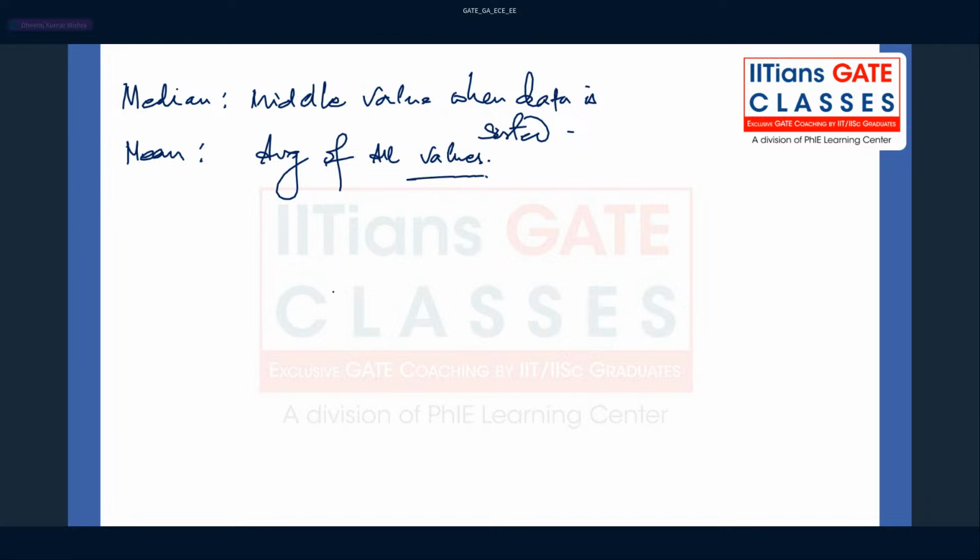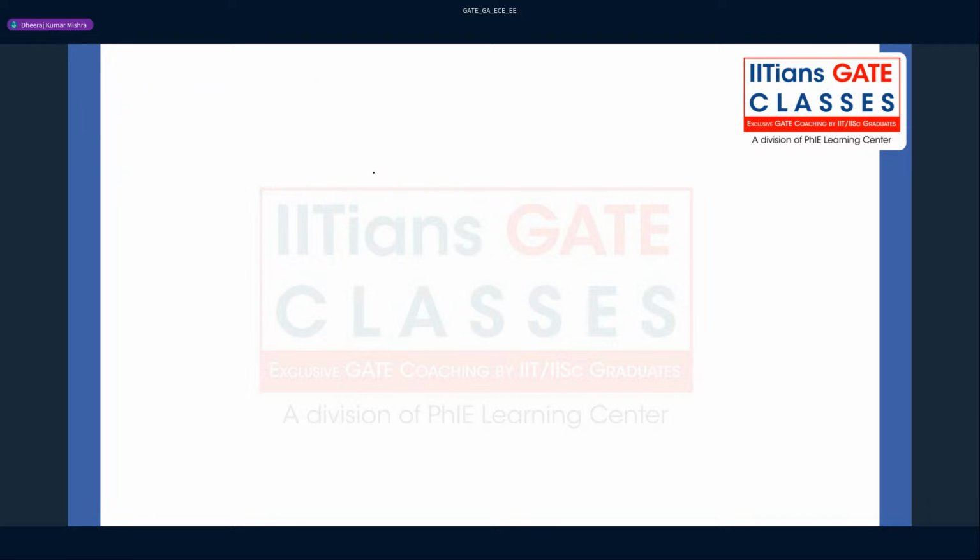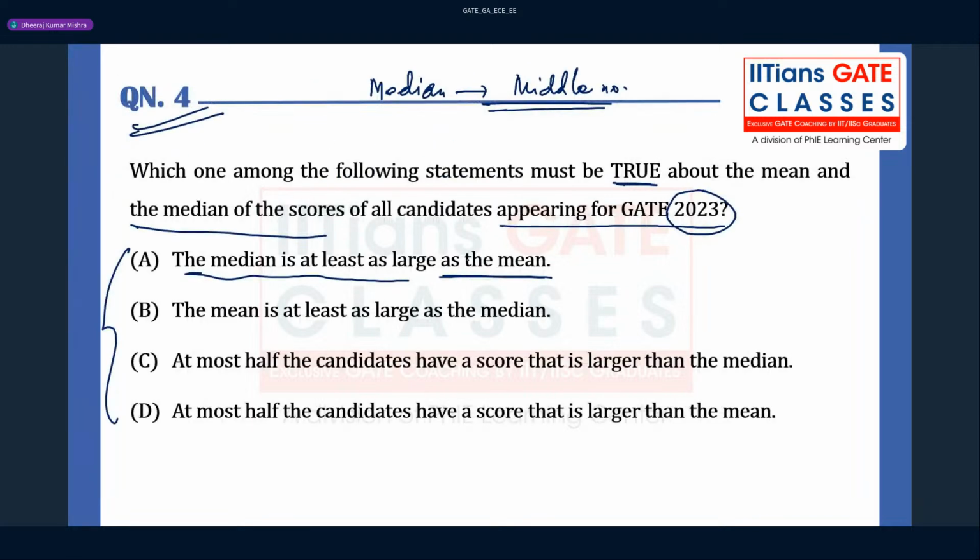The median can be less than, equal to, or greater than the mean, depending upon the distribution of the scores. But in this statement we haven't been given any sort of scores, so we can't comment on this. So this cannot be correct here.